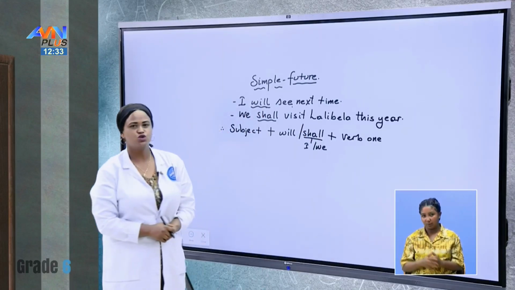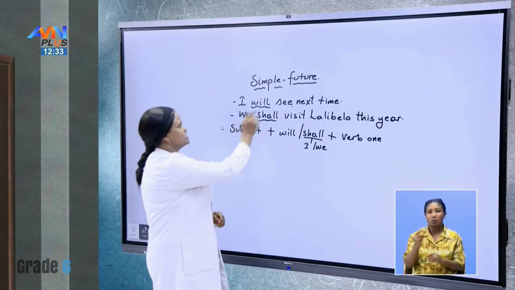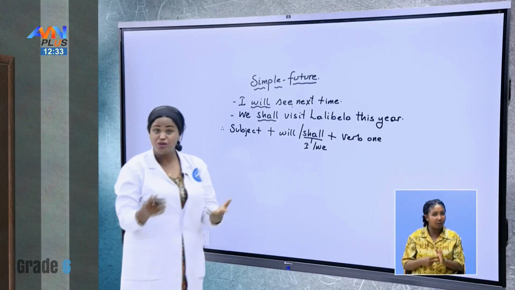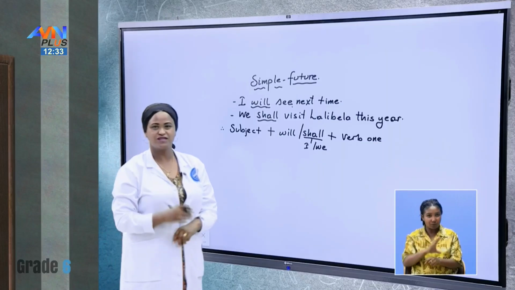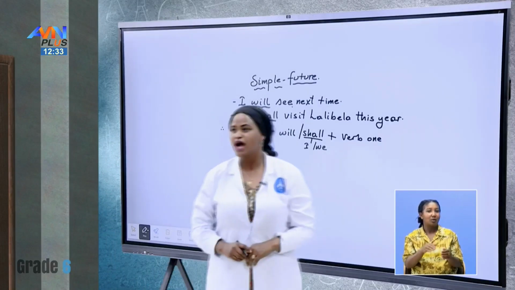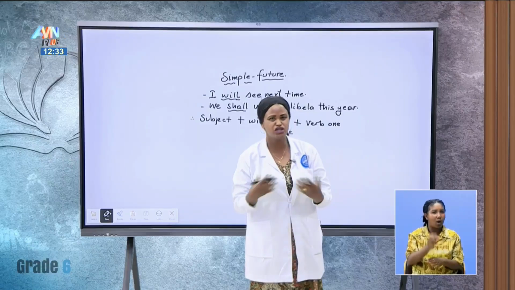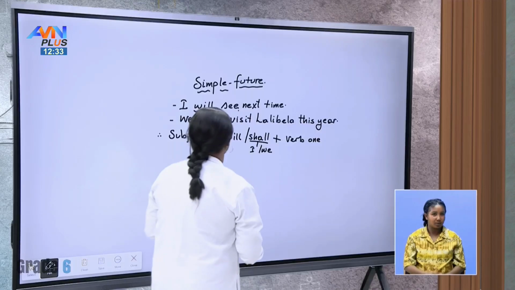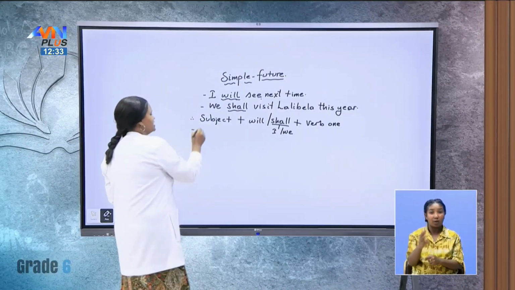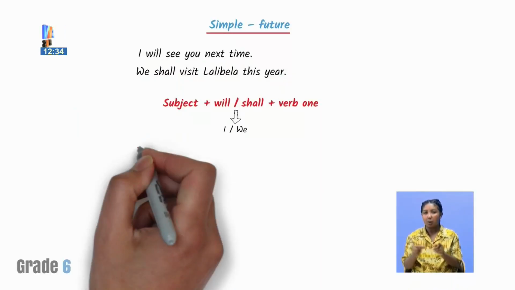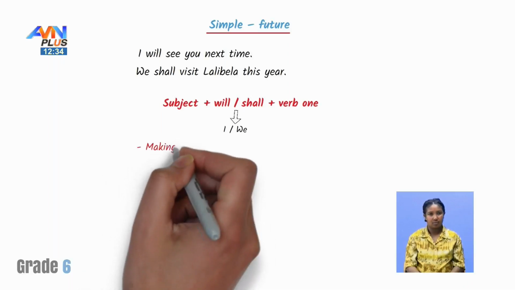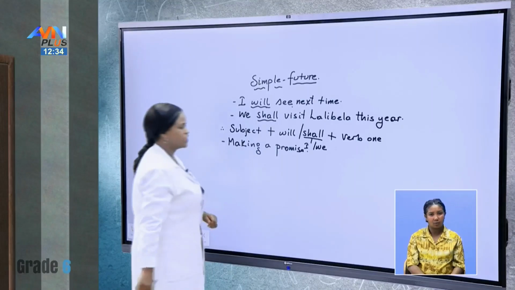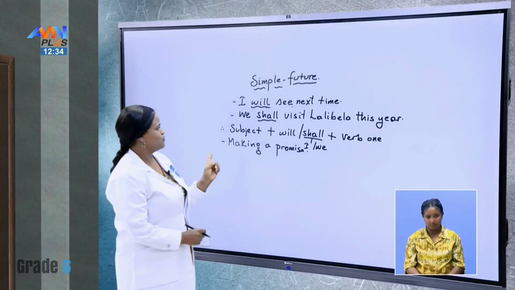For what kind of future do we use it? For example, let us see this. I will see you next time. What is that? It's a promise. Yes? When somebody says, I will see you next time, or I will call you later, or I will come home tomorrow, what is he doing? He is giving you what? A promise. It is a promise. So, the first, when you are using will and shall: 1, making a promise. Yeah? Making what? A promise. But remember, you should keep your promise, yes?